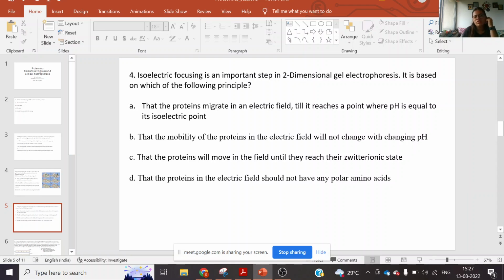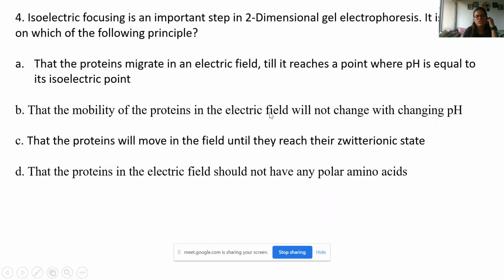So we were discussing question 4 about isoelectric focusing. What is the principle? Option A is correct, but if you see option C, that the proteins will move in the field until they reach their zwitterionic state. The isoelectric point is a pH where it has no net charge. It will have a positive as well as a negative entity. That is called a zwitterionic state, where the net charge is zero. So pH is equal to pI. Even here it is the same.